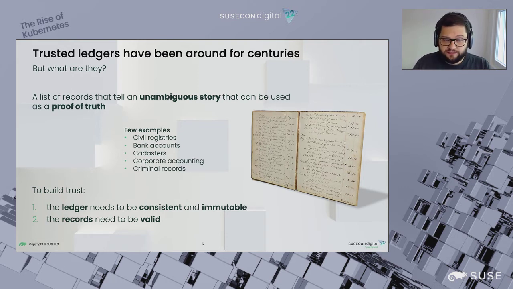Civil registries, for example, bank account, cadastre, criminal records, corporate accounting, you name it. What we need from a trusted ledger is that it tells a consistent story so that it makes sense, and it's immutable. Any record registered into the ledger has to stay in the ledger the way it was recorded. And of course, each of those records need to be valid, right? Well, those things were pretty easy to do when it was relying on books.